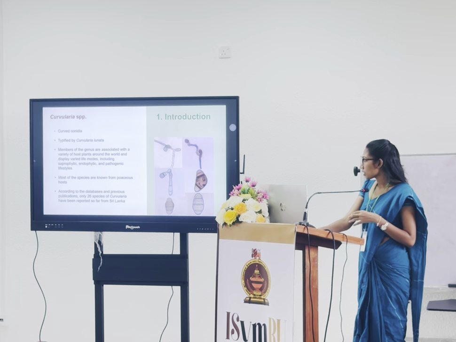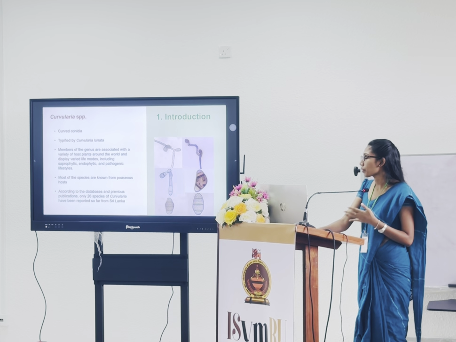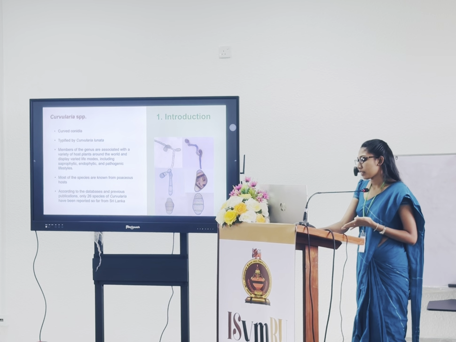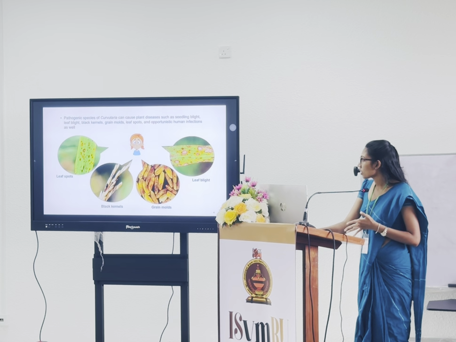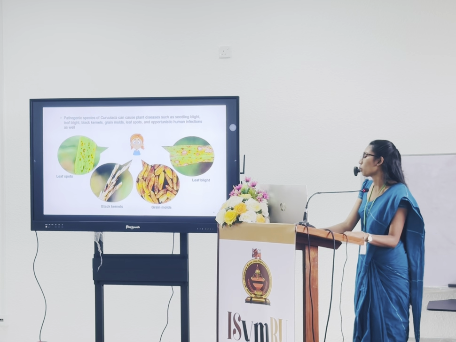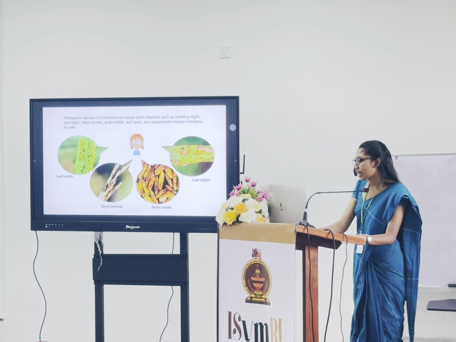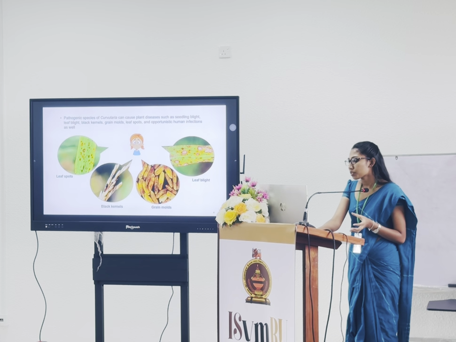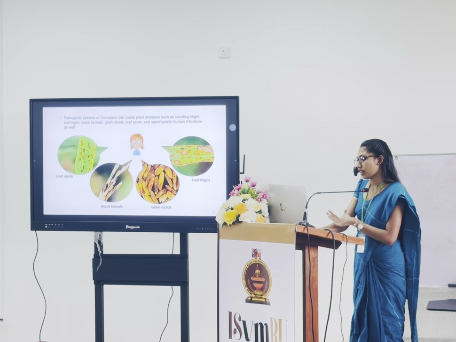The members of the genus are associated with various hosts, and they can have various lifestyles as well. They can live as saprophytes, endophytes, and pathogens. Pathogenic species of Curvularia can cause various types of plant diseases, such as seedling blight, leaf blight, black kernels, green molds, and leaf spots. Most of the Curvularia species are known from poaceous hosts.